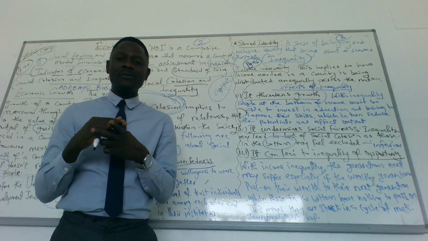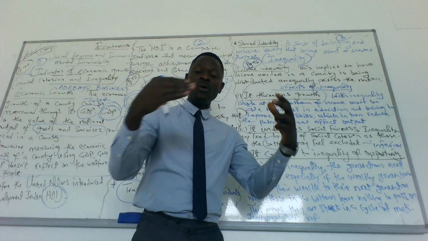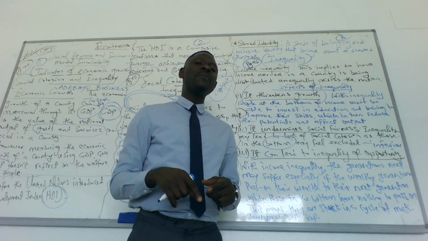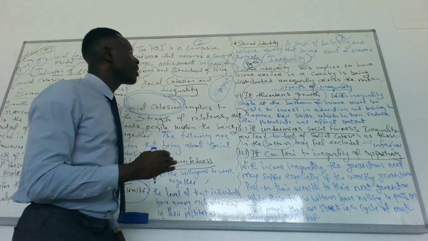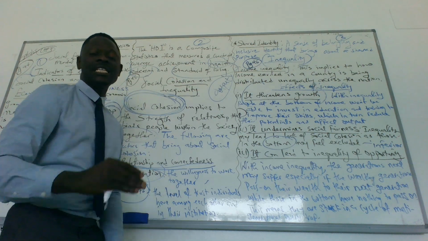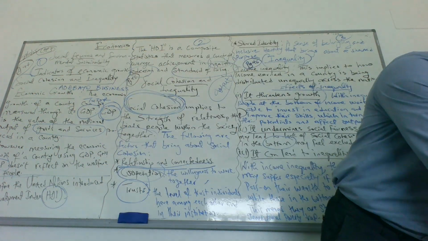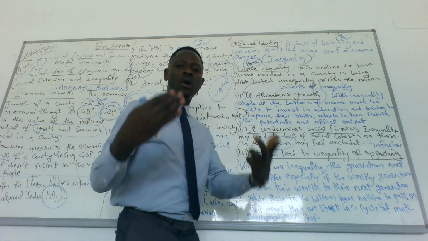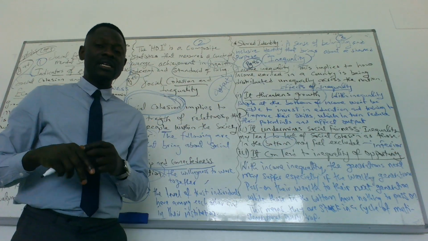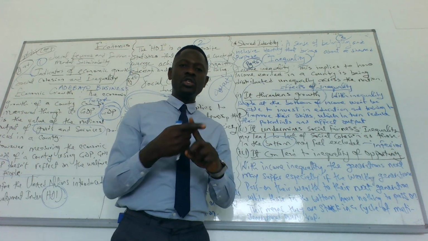The level of trust we have within these institutions and amongst us as individuals can also bring about social cohesion. And the last one is our shared identity. And when we talk about identity, it simply means what we are, who we think we are, and how we want to be called or addressed within the society. And that can also bring about social cohesion.